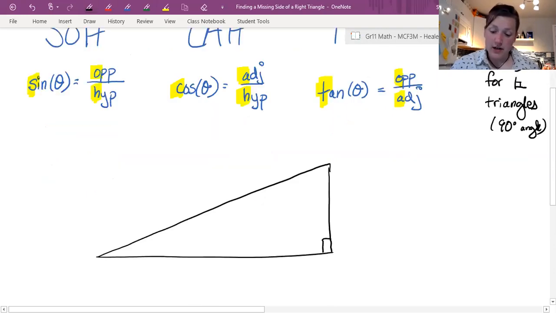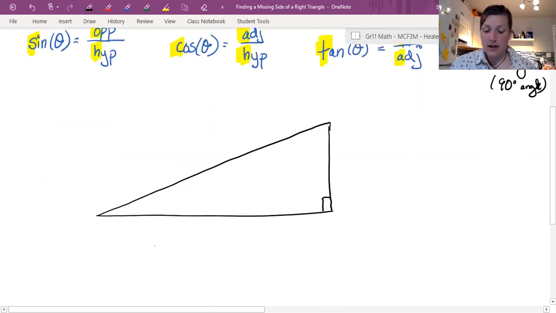Okay, so you would get a question like this. They'd show you a setup like this, and then they would say this angle equals 21 degrees. And we know that the hypotenuse is, let's say, 12 feet. And then they'd say, we want to figure out how tall this triangle is.